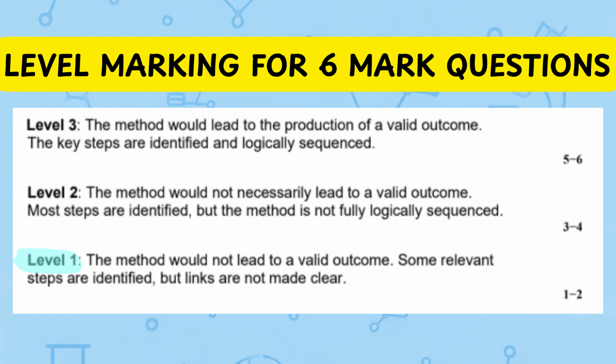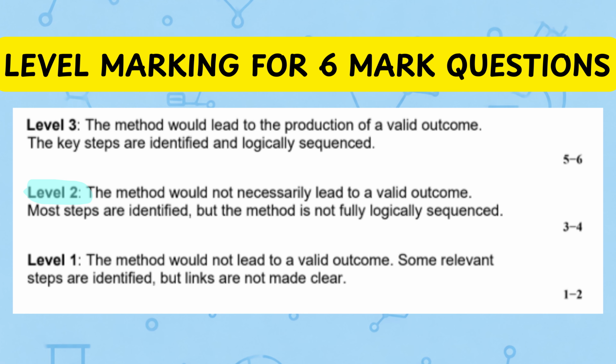Okay, this applies to every single 6 mark question, and we first look at level one, which is usually 1 to 2 marks. Level one says the method would not lead to a valid outcome. Some relevant steps are identified, but links are not made clear. So basically, you might have put one or two things that are kind of okay, but it's not really the greatest of answers. Okay, level two, this is where most students sit.